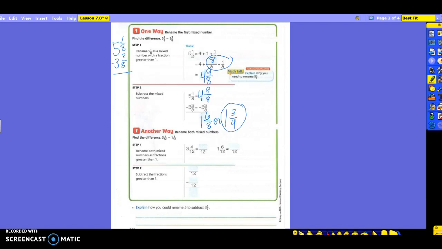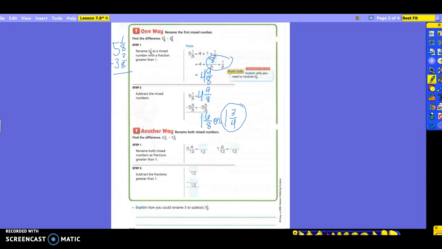Okay, you're going to have a chance to do some more of those. Just remember what you did, because now we're going to do something a little different. We only had to rename the first one on the top, right? We didn't have to do anything with the bottom, because once we renamed the top, our bottom was okay, right? Well, look at this next one. It says here that we need to rename both mixed numbers.